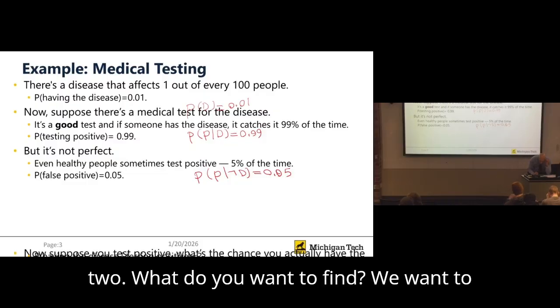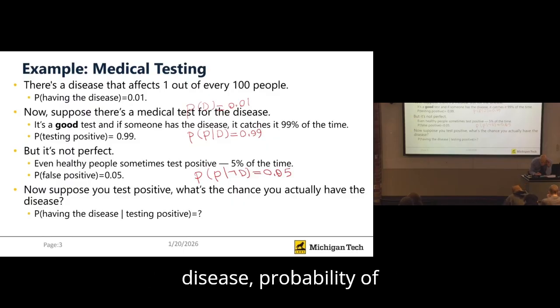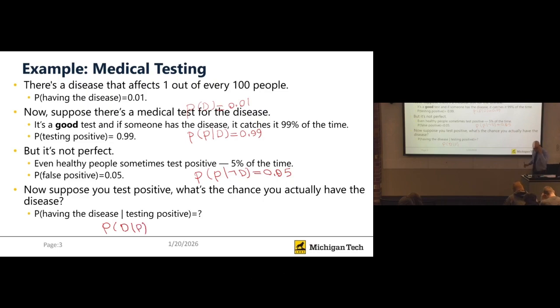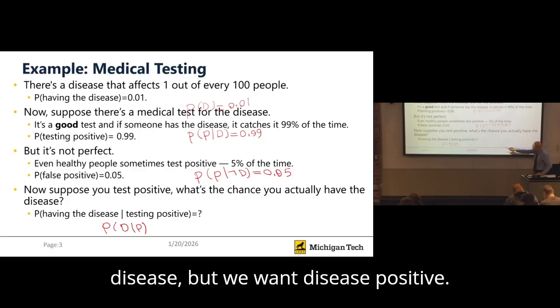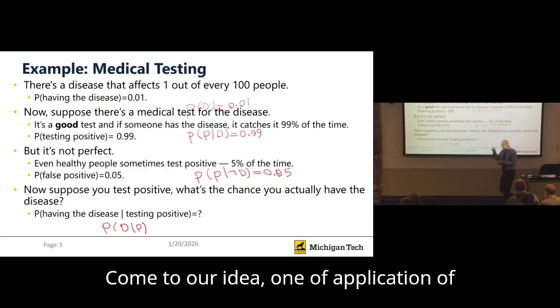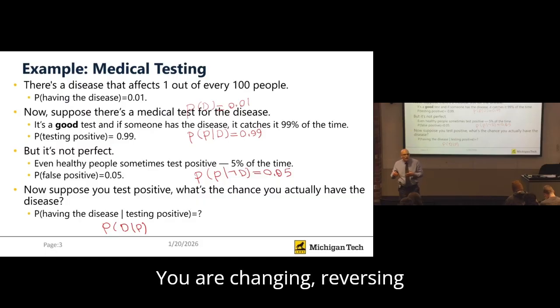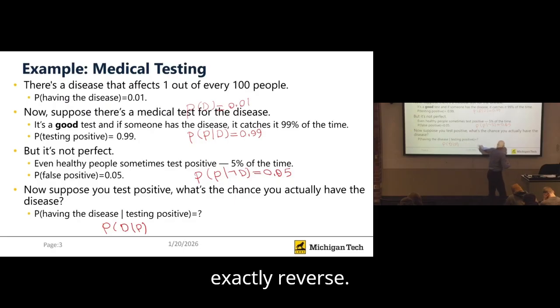What do we want to find? We want to find the probability of having disease given positive. So we have the probability of positive given disease, but we want disease given positive. Coming to our idea, one of the applications of Bayesian formula was that we are reversing conditional probability. Here is exactly the reverse.